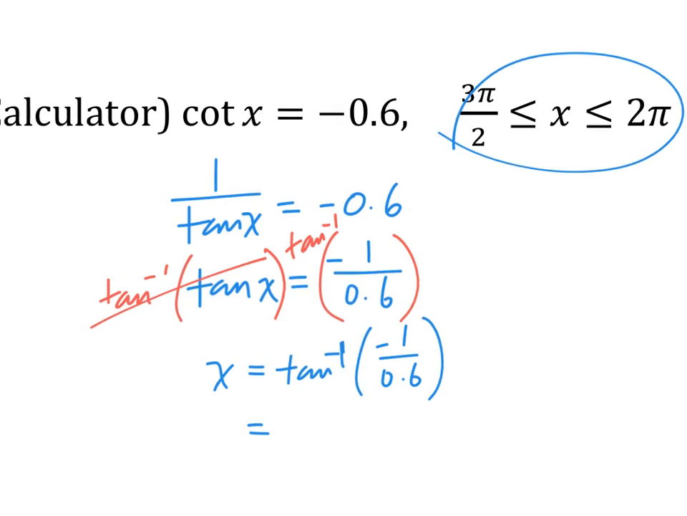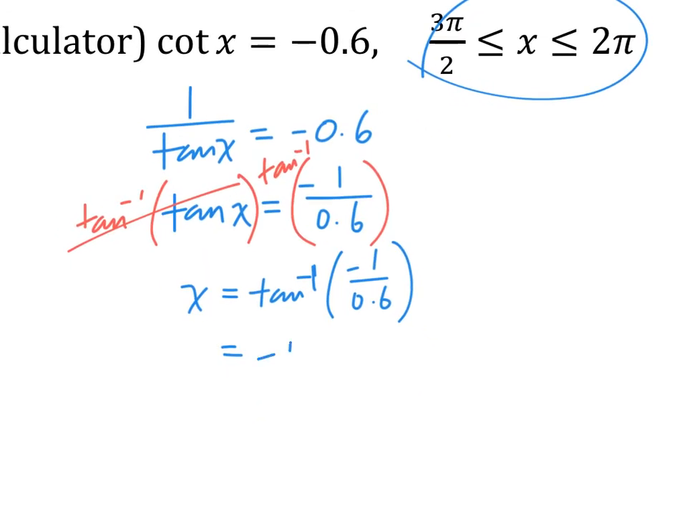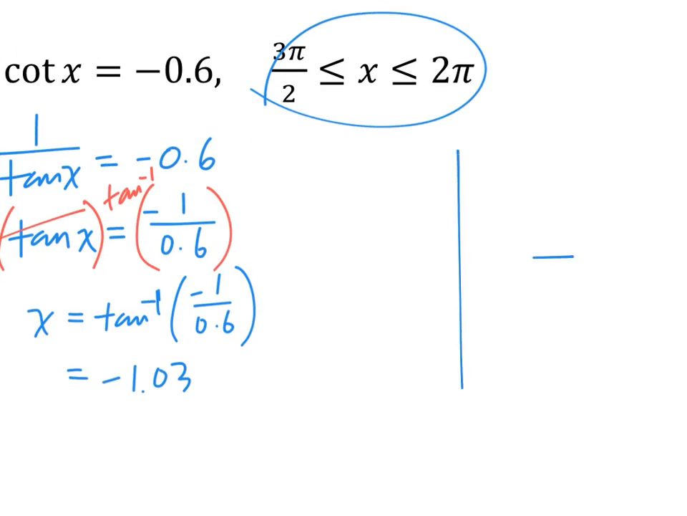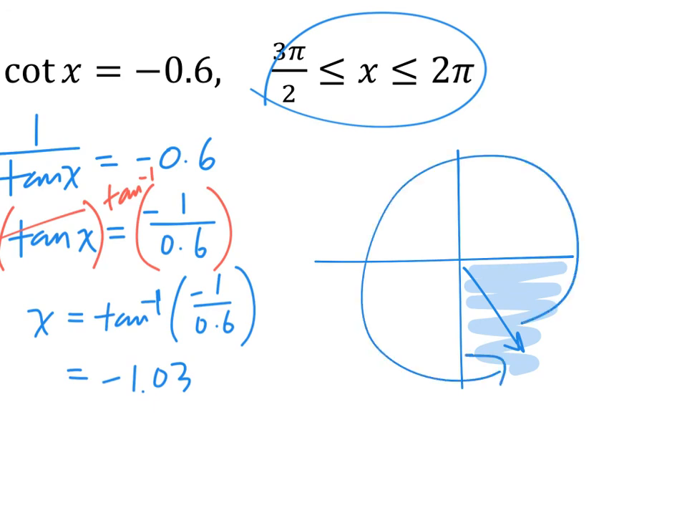Okay, what number did you guys get? Okay, negative 1.03. All right, let's look at our requirement. Between 3 pi over 2 to 2 pi. Which quadrant is that? Fourth. Okay, so you have to ask yourself, is negative 1.03 there? Yes, but we don't want negative, we want positive. So add 2 pi, so you can get back into the positive. 5.25.